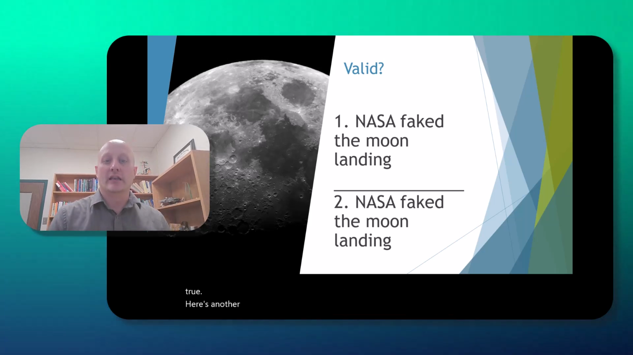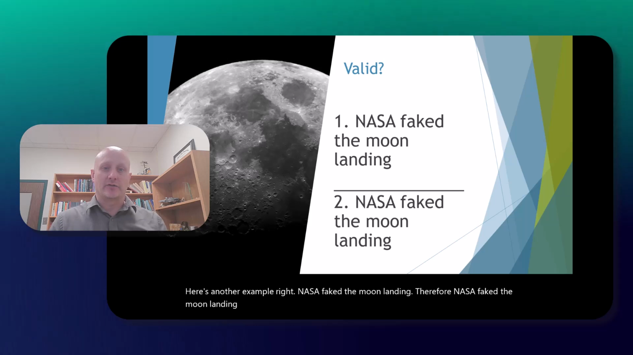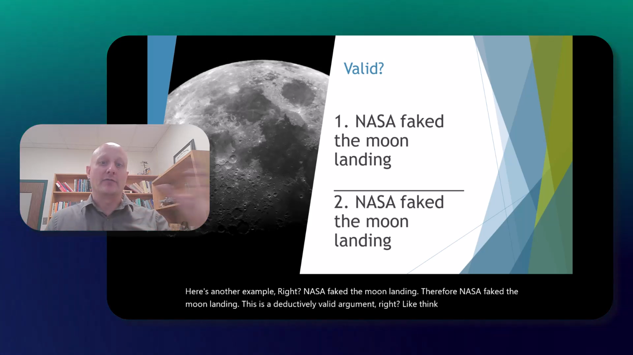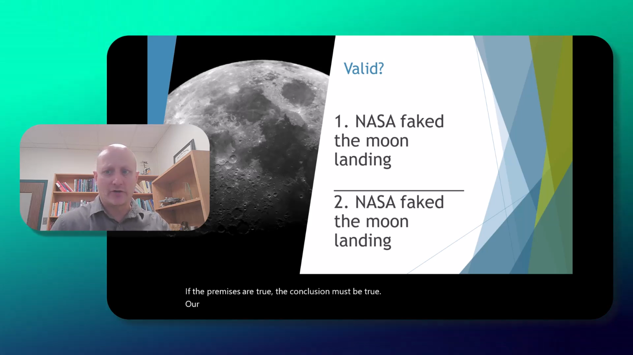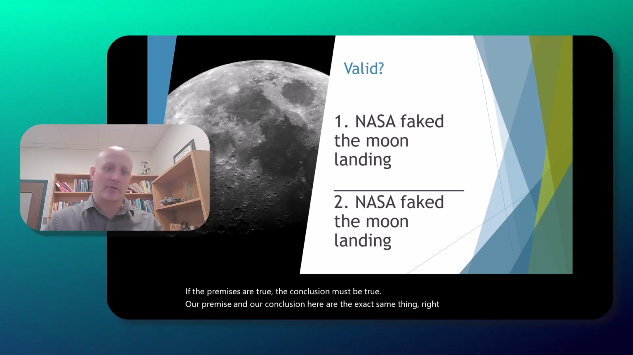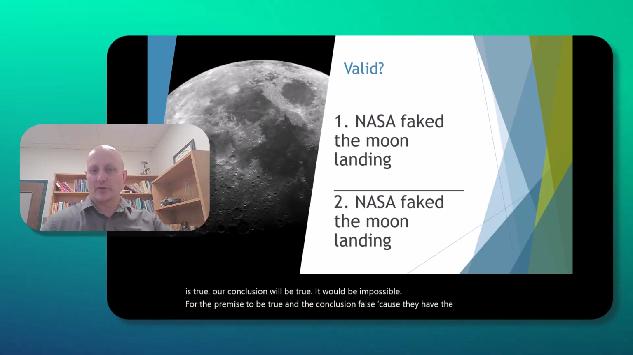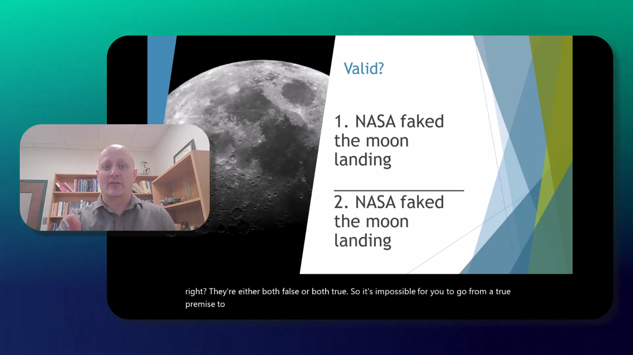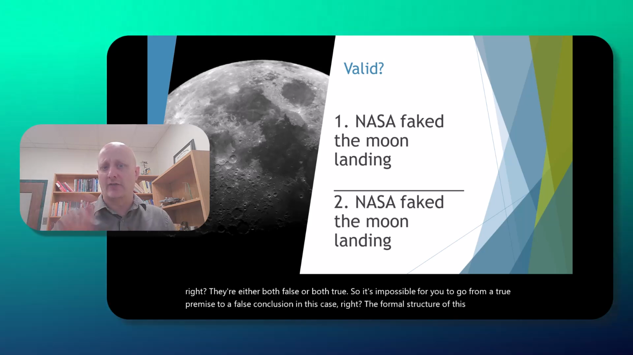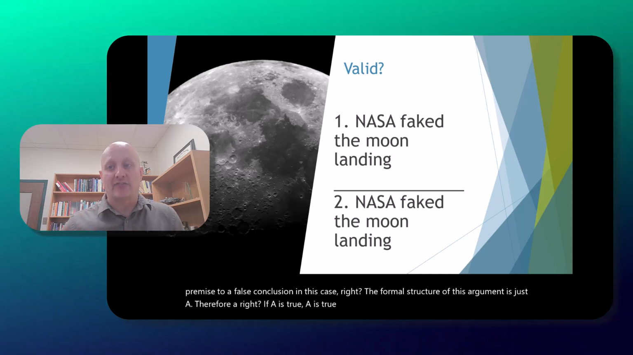Here's another example, right? NASA faked the moon landing, therefore NASA faked the moon landing. This is a deductively valid argument, right? Like think about our definition. If the premises are true, the conclusion must be true. Our premise and our conclusion here are the exact same thing, right? So anytime our premise is true, our conclusion will be true. It would be impossible for the premise to be true and the conclusion false because they have the same truth value, right? They're either both false or both true. So it's impossible for you to go from a true premise to a false conclusion in this case, right? The formal structure of this argument is just A, therefore A, right? If A is true, A is true. So it has to be valid.